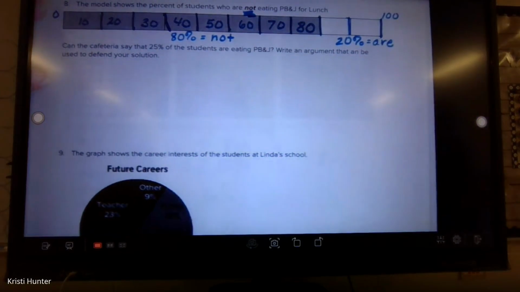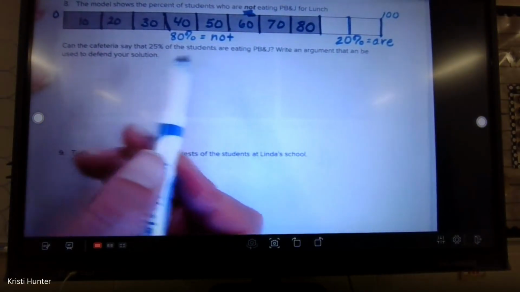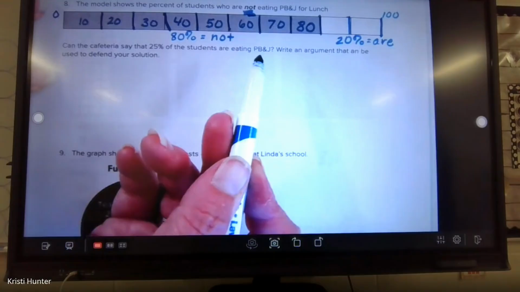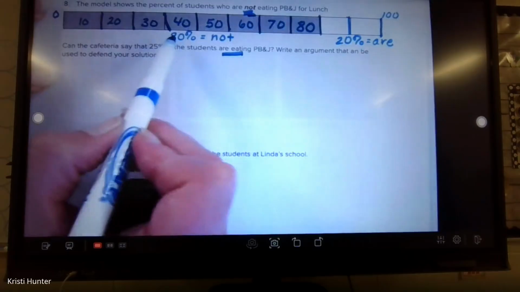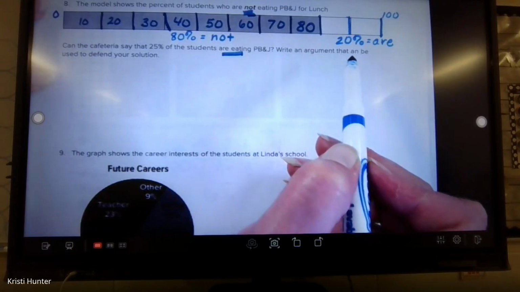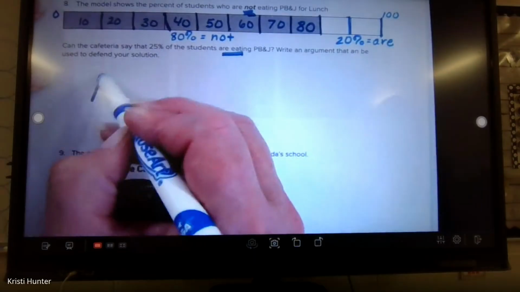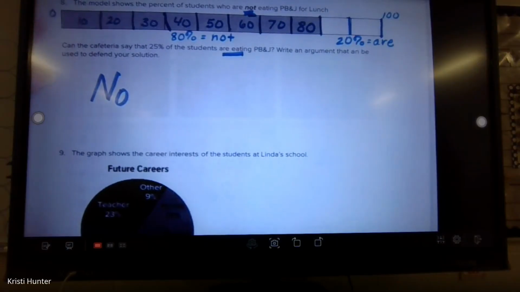So let's see what my question said. Can the cafeteria say 25% of students are eating PB&J? So let's look. It said are eating. Well, these are my are nots. These are my ares. Can the cafeteria say 25% are eating? That would be a no. And it says write an argument to defend my solution.